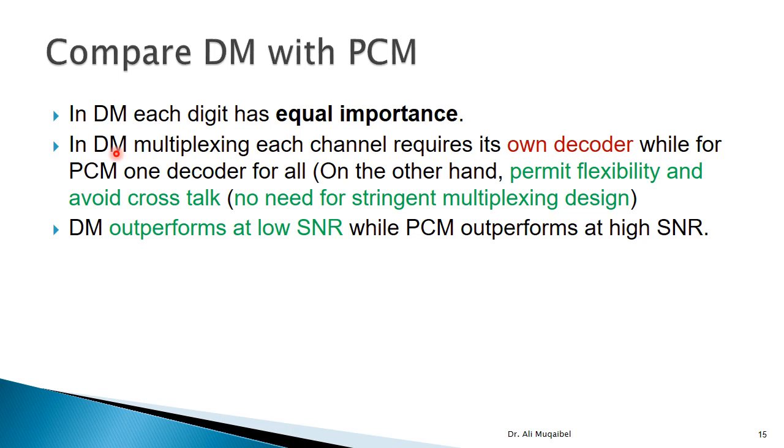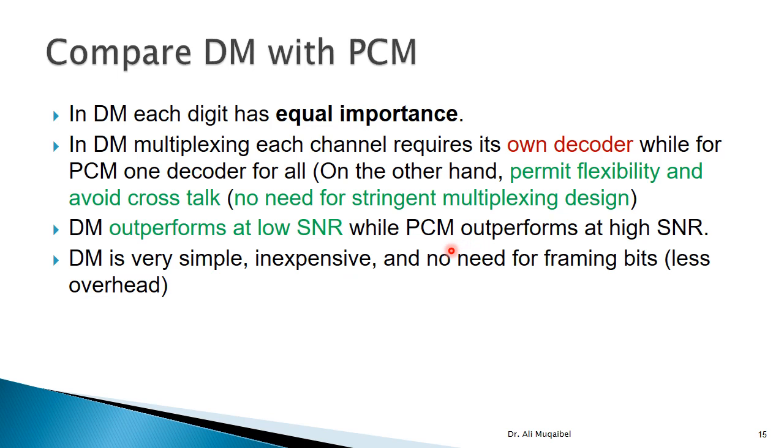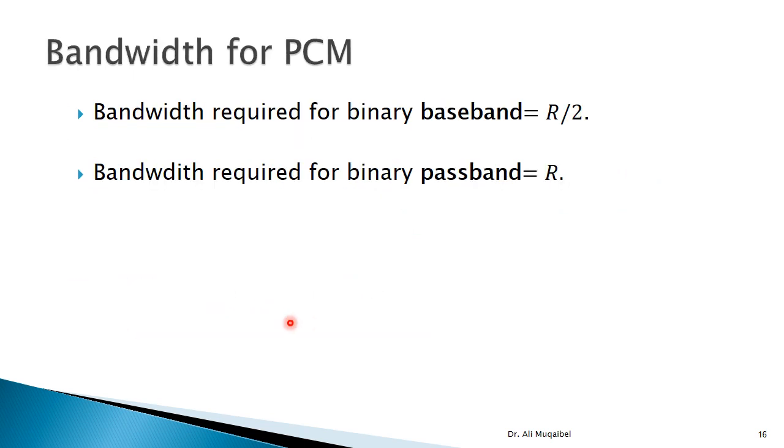Delta modulation outperforms at low signal to noise ratio. This is a piece of information because we're not doing the analysis. Here we are told that DM outperforms PCM at low signal to noise ratio, while PCM is better at high signal to noise ratio. Delta modulation is very simple, inexpensive, and there is no need for framing bits, which means we have less overhead. Delta modulation is suitable for voice and TV signals.